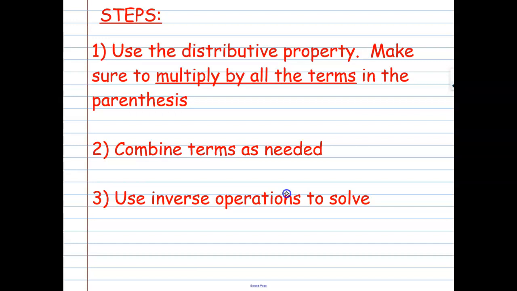So go ahead and pause and copy down these steps. Basically, what I did is I used the distributive property and I bumped it. I made sure to multiply by all the terms in the parentheses. Not by every single term in the whole world, just the ones in the parentheses, but make sure to get both, not just the one with the x. I'm going to look for any simplification I can do in the way of combining like terms, and then I'm going to use inverse operations to solve.